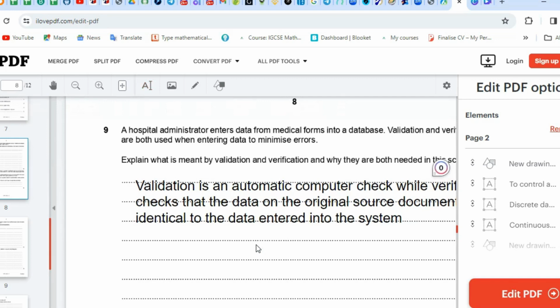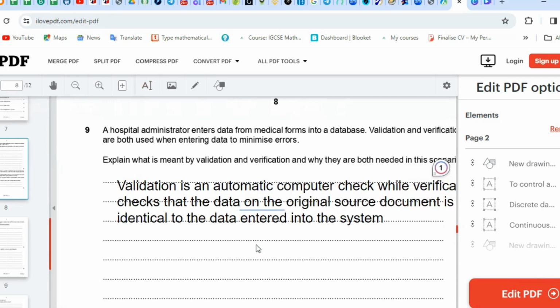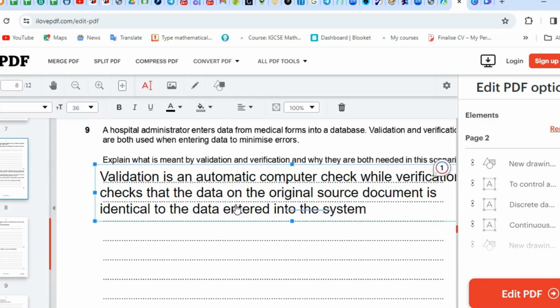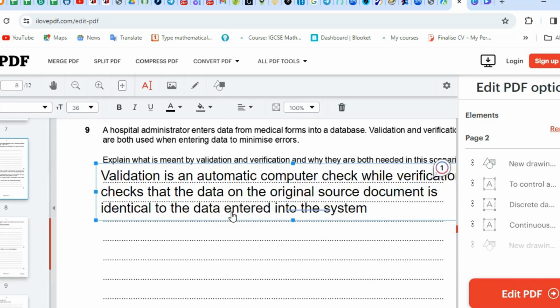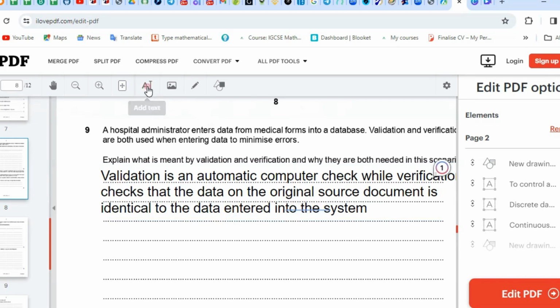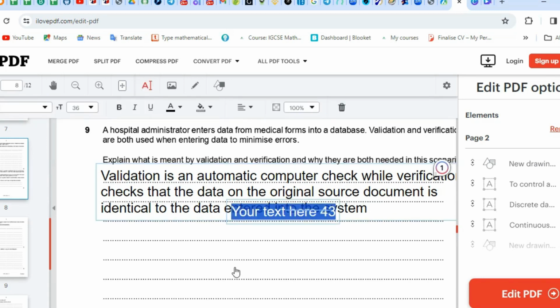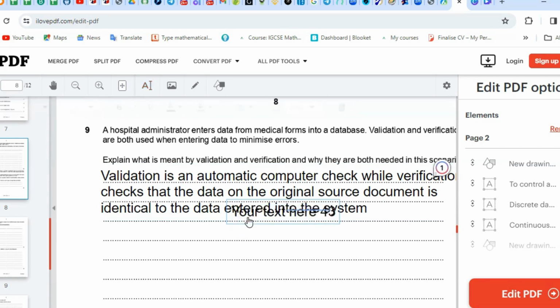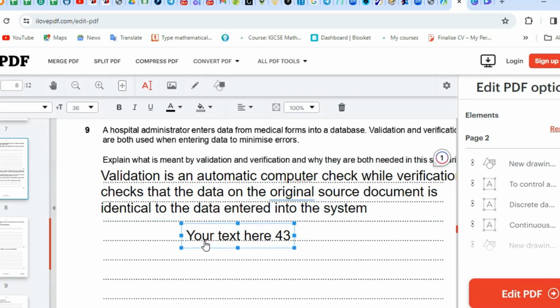Another one is that validation ensures that the data entered is sensible and reasonable. Validation ensures that the data you input is sensible and reasonable. Why for verification? Verification ensures that the data is copied and entered correctly.